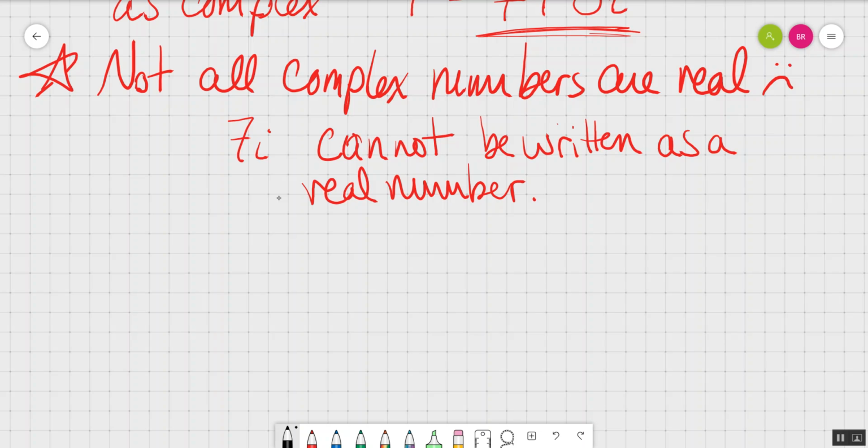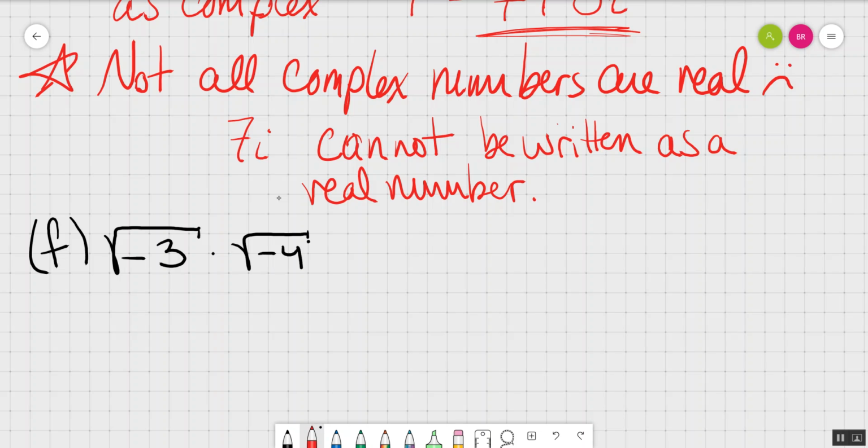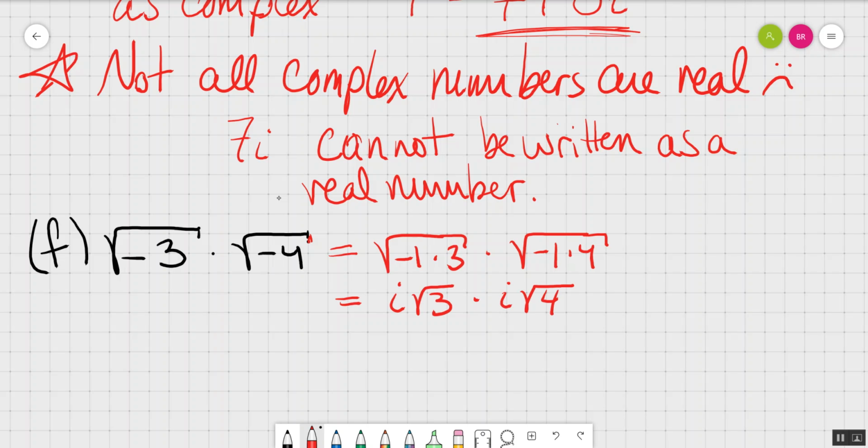Okay, let's do one more example with this stuff. So I believe I am on the square root of a negative times the square root of a negative. Here's where you have to be super uber careful. Your temptation might be to combine these two, but you absolutely shouldn't. So we're going to rewrite this. Instead of square root of a negative, I'm going to think of this as the square root of negative 1 times 3 times the square root of negative 1 times 4. We remember the square root of negative 1 is i, so here I'm going to get i square root of 3 times i square root of 4. Hopefully you know the square root of 4 is 2.